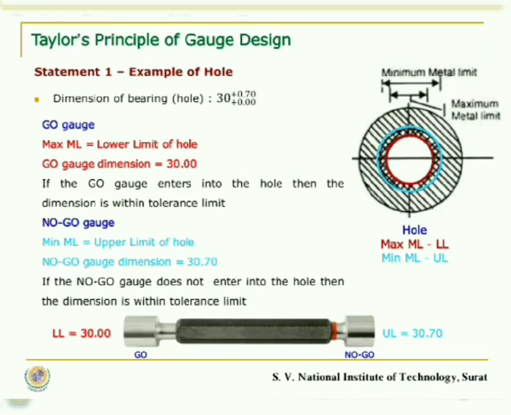In this particular case, the no-go gauge should measure the upper limit of the hole, that is the minimum metal limit. So here the gauge dimension for the no-go gauge would be 30.7. If the no-go gauge does not enter into the hole, it means that the dimension is within the tolerance limit. It can be 30, it can be 30.1, it can be up to 30.7. But if this no-go gauge enters into the feature, then it means the dimension is more than 30.7, that is outside the tolerance limit and hence rejected. So when you have a gauge, the GO gauge in this particular case will have a dimension of 30.00 and the no-go gauge will have the dimension of 30.7.